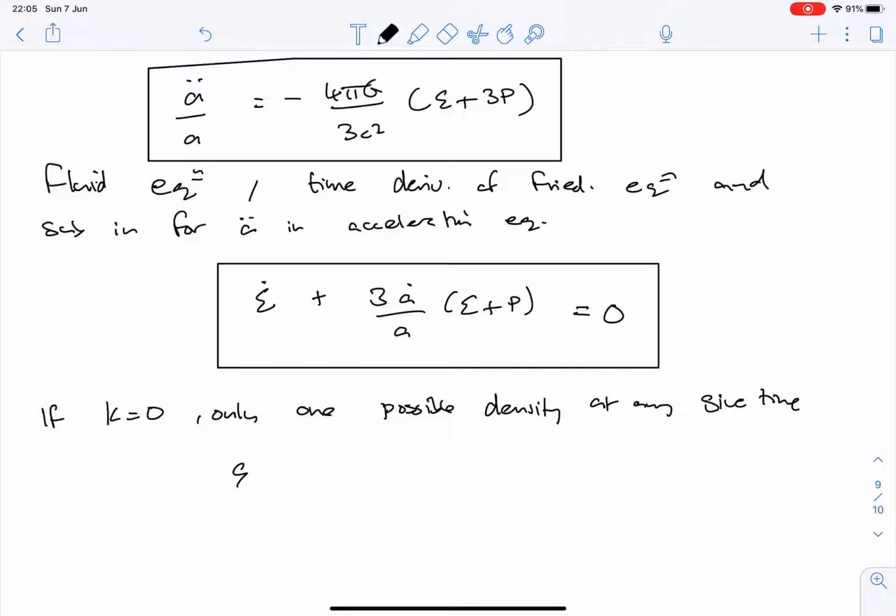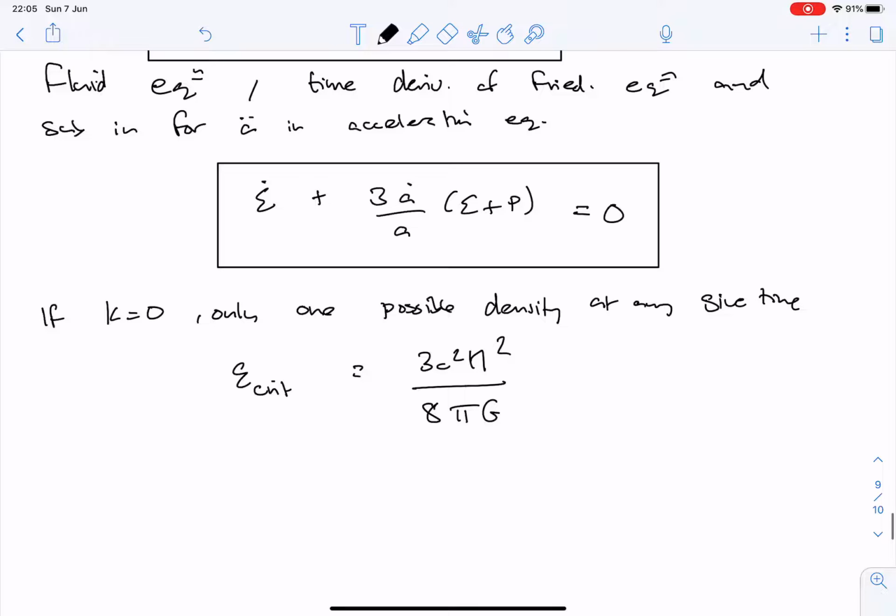And so we call that the critical density: 3c²H²/8πG. This is not a constant. As the universe gets bigger, things like photons and radiation dilute away and the density of the universe goes down, but it is still the critical density. It's all compensated for by what this Hubble parameter, this H², is actually doing.